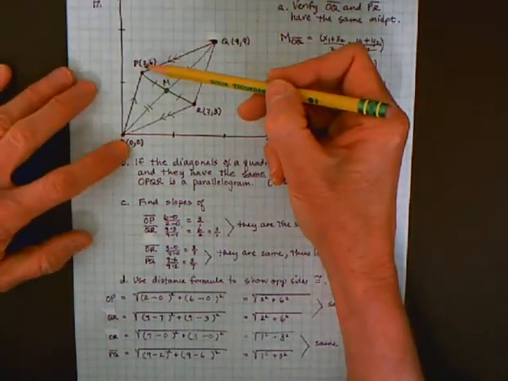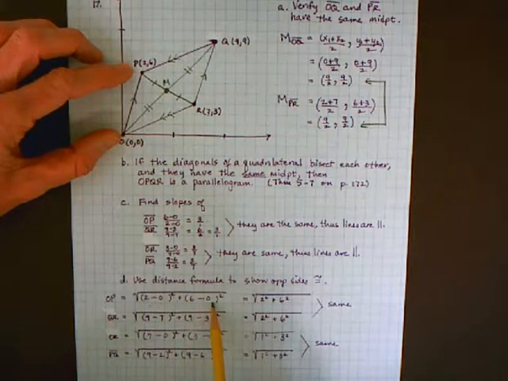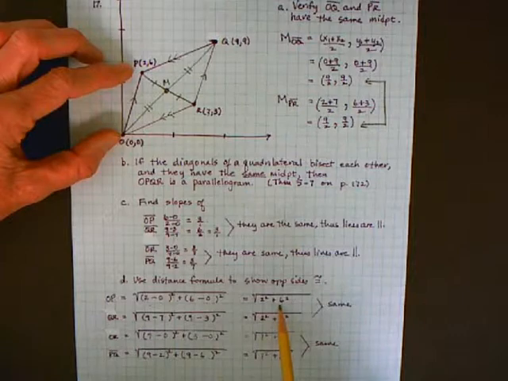2 minus 0 squared plus 6 minus 0 squared. 2 minus 0 squared is 2 squared, plus 6 squared. Okay? I'm going to just leave it like that, and I'll show you why in a minute.